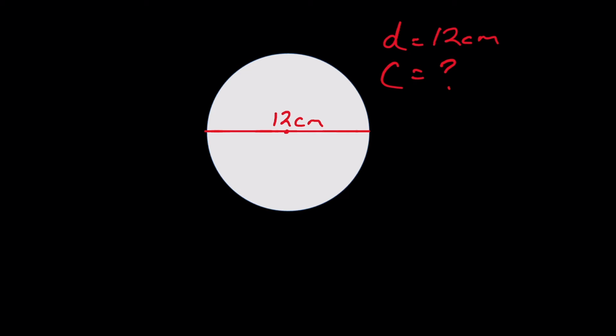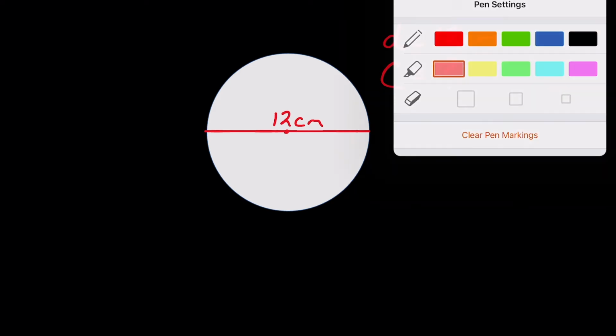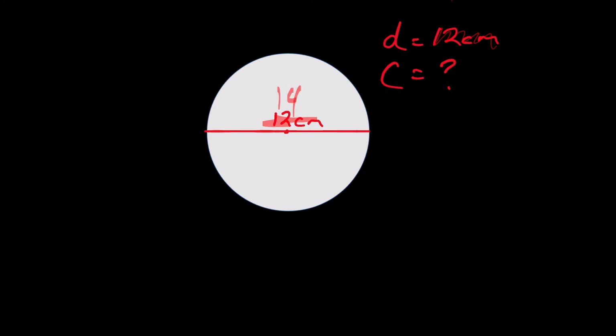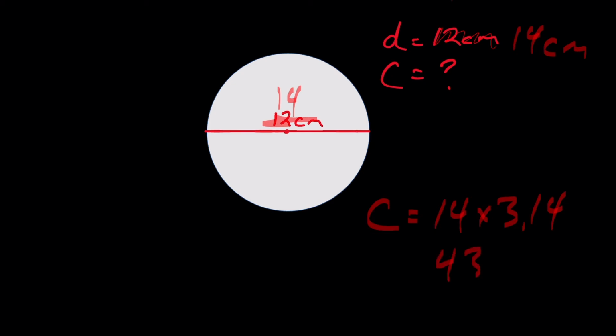Now I want you to try this yourself. The diameter here, I'm going to change this because I just did that, is 14. I'd like you to calculate this, so pause and do this yourself. Okay, so this would be 14 times 3.14, and that is going to be equal to 43.96 centimeters.